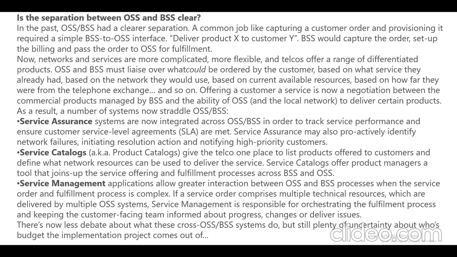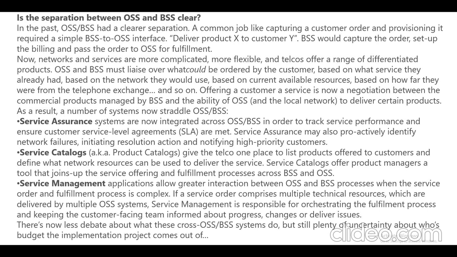Now network and service is more complicated, more flexible, and telcos offer a range of preferences here. OSS and BSS must be tightly coupled, where we take the order to the customer when the service is being provided. Here we can see the diagram: service assurance, service catalog, service management. Service assurance is how you give the customer an SLA basis, in terms of operation, a service level agreement to meet this criteria, how the service agreement will be offered here.